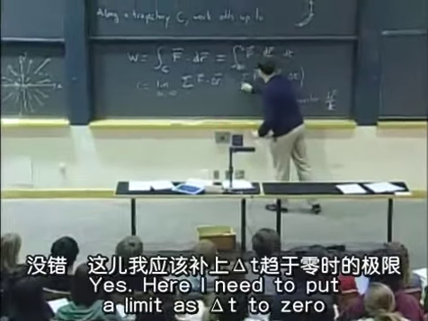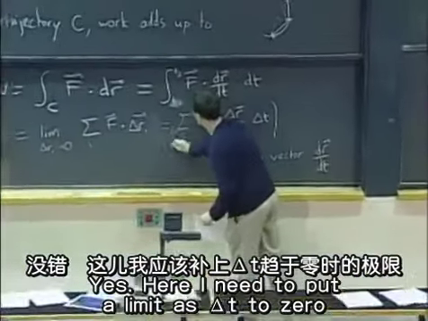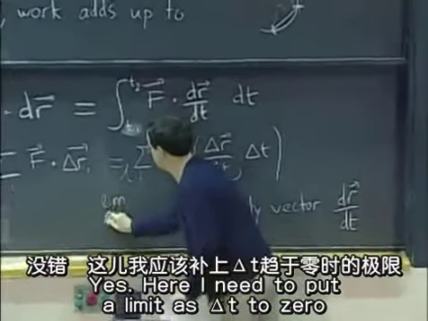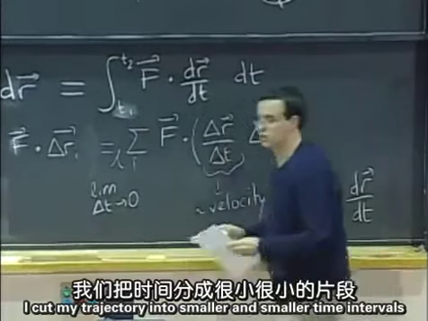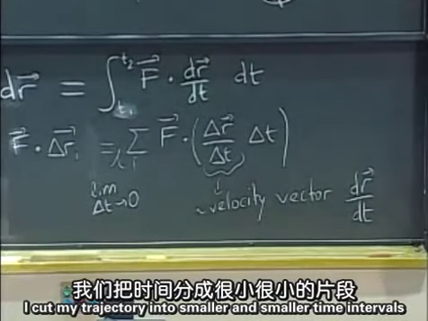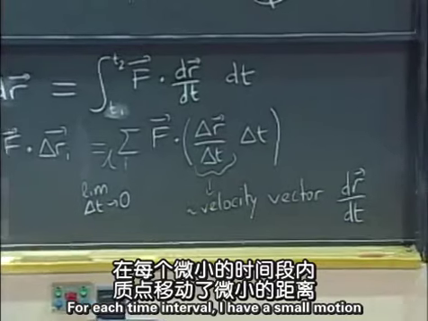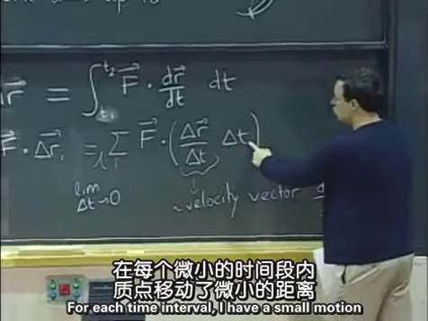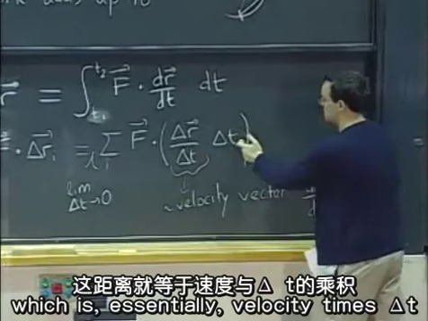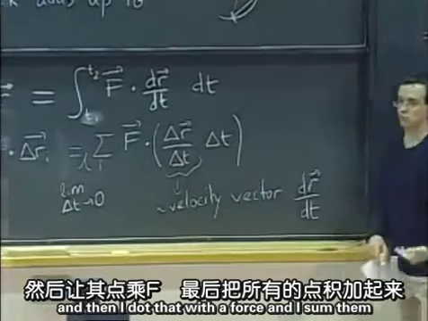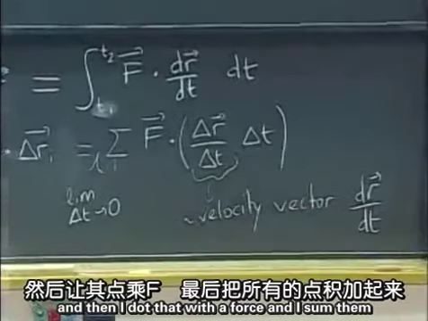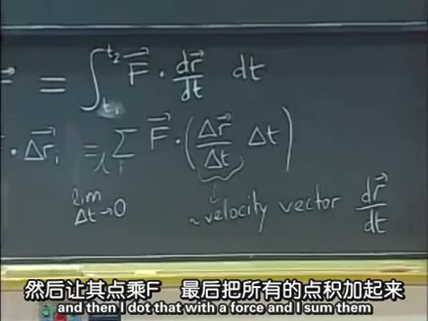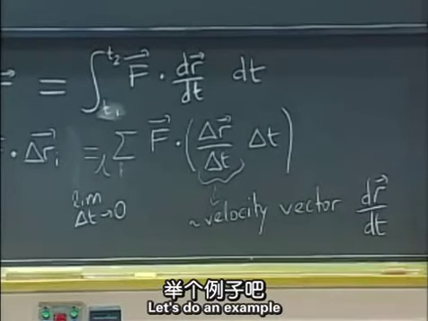So now, yes, here I need to put a limit as delta t tends to 0. I cut my trajectory into smaller and smaller time intervals. For each time interval, I have a small motion, which is essentially velocity times delta t, and then I dot that with a force, and I sum them. Okay, so let's do an example.